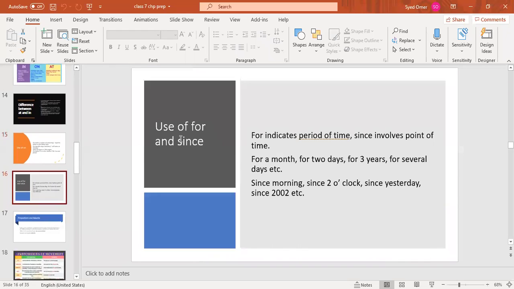Okay. Use of for and since. Sometimes we are confused in the use of for and since, that when we have to use for and when we have to use since. When we were doing tenses, I explained the difference between when we use for and when we use since. For indicates a period of time and since indicates a point of time. For comes with a number: for 2 days, for 3 months, for 1 week.